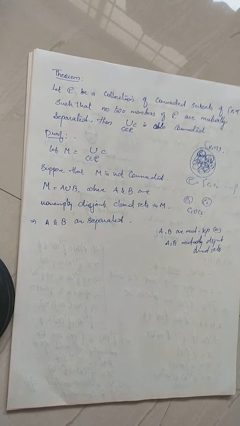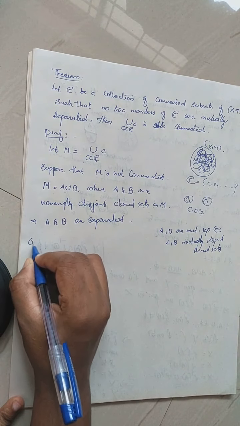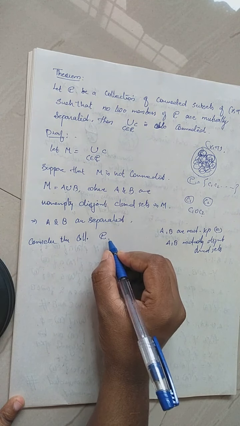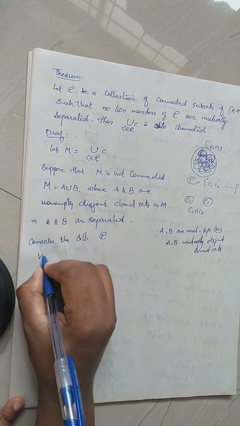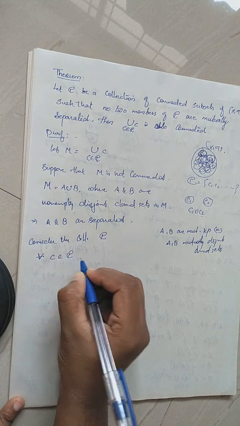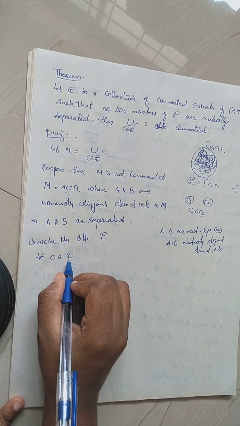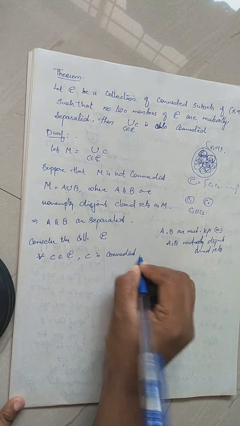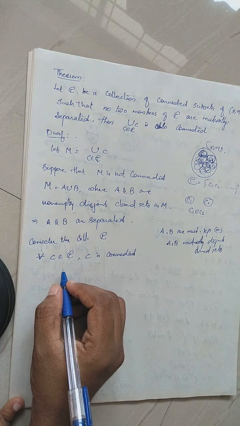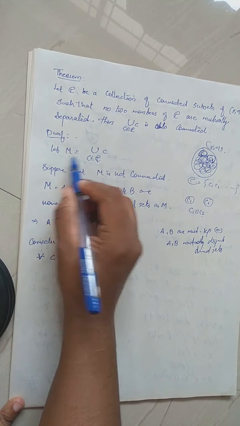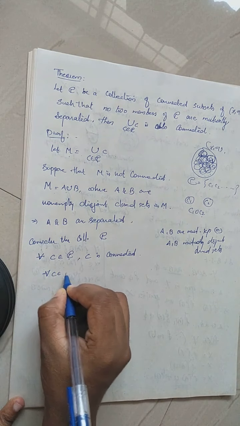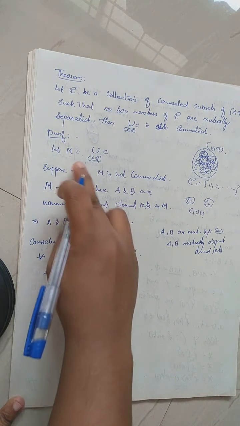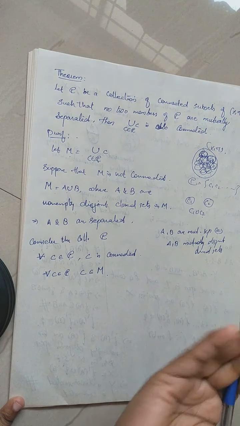Okay, now you consider the collection C. It consists of connected sets, right? Then for every C belonging to C, when you take any C belonging to C, C is connected, right? Therefore, capital M is nothing but the union of such elements. Therefore, for every C in C, that C will belong to M, because it is nothing but the union. Every element will belong to its union, right?